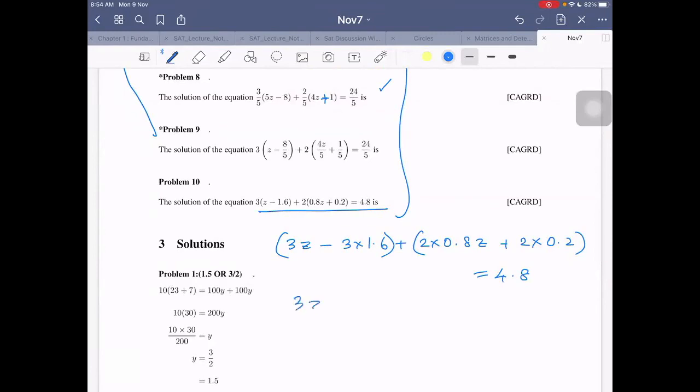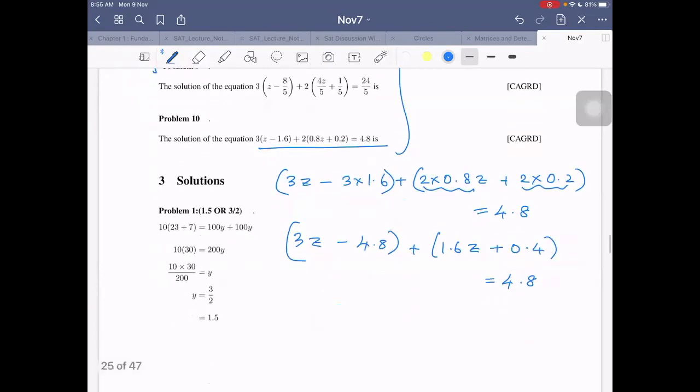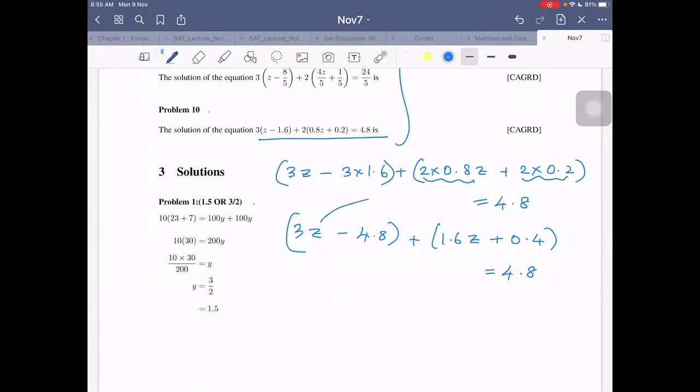So this is 3z minus 4.8 plus 2 into 0.8 is 1.6z plus 2 into 0.2 is 0.4 is equal to 4.8. Now you combine the like terms. If you have 3z here, you have 1.6z here. So that is going to be 4.6z. And you'll take the regular numbers to the other side. So we have 4.8 plus 4.8 minus 0.4.